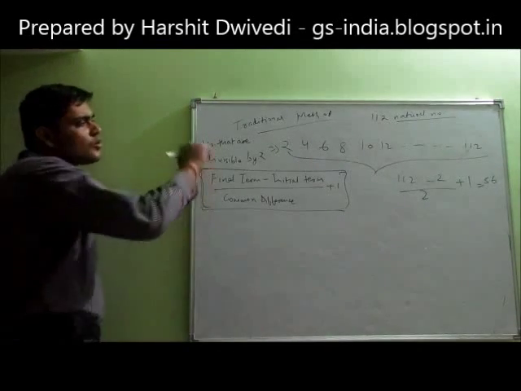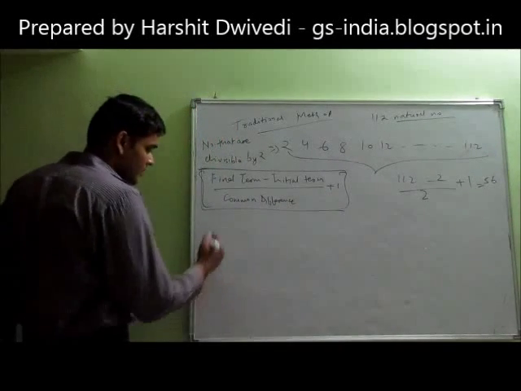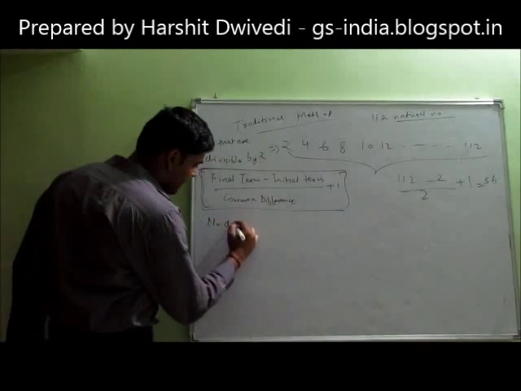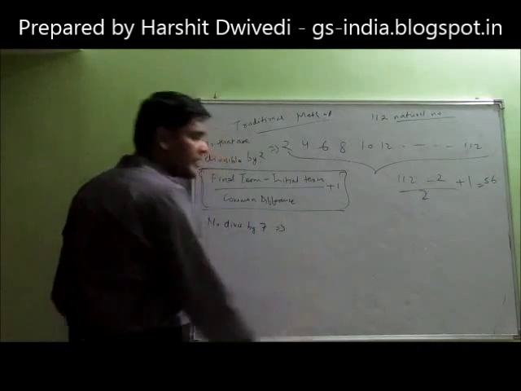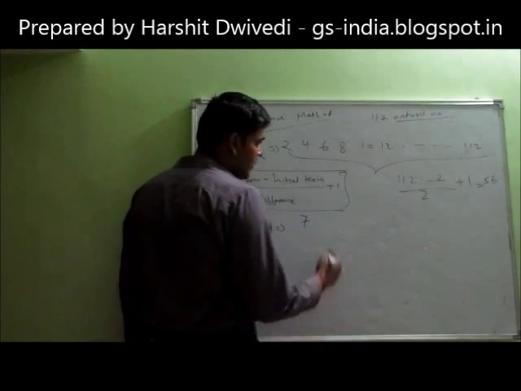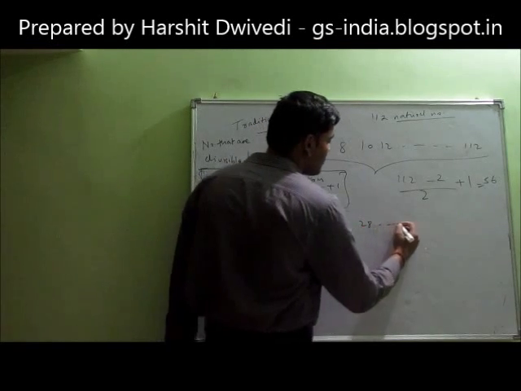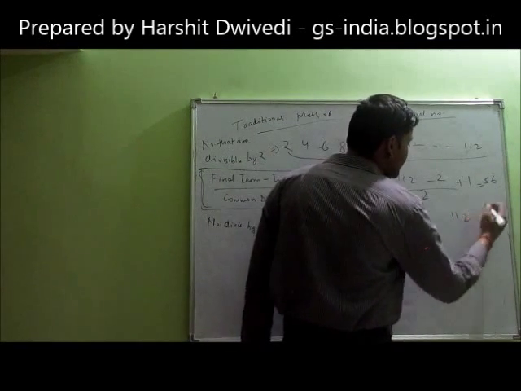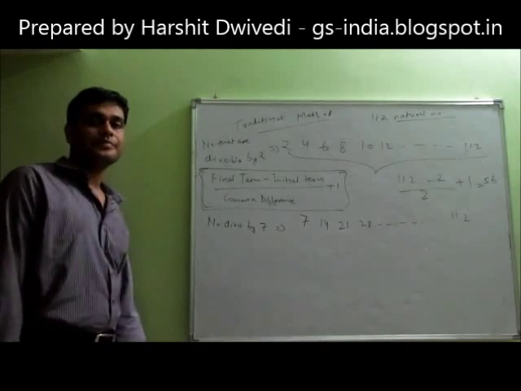These are those numbers which are divisible by 2: 56 numbers. Next, numbers divisible by 7. Let us find out those numbers. What will be the first number? 7. The second number, 14. Next, 21. Next, 28. And so on up to 112, because 112 is also divisible by 7.